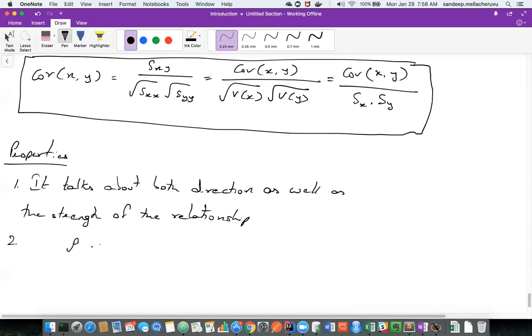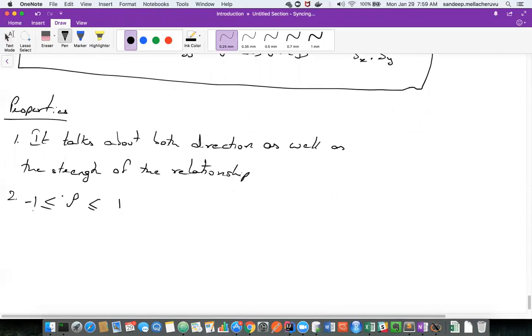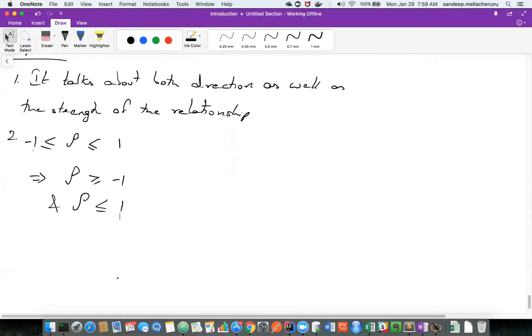And this question Vijay asked, and I'm going to answer here. Correlation is rho, right? Rho is always between -1 and +1. What does it mean? It means rho is greater than or equal to -1 and less than or equal to +1. If you want, I can write it separately. So your rho always lies between -1 and +1.